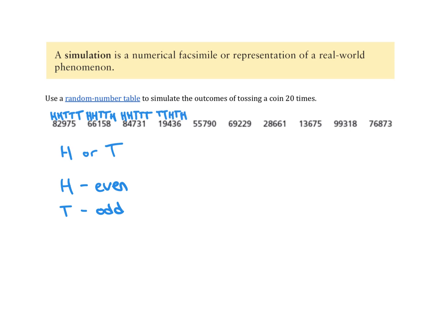And I'm going to stop there because since these numbers are grouped in 5-digit chunks, that would be 20 digits. And if I count them up, I've got 1, 2, 3, 4, 5, 6, 7, 8, 9 heads and 11 tails according to my simulation.